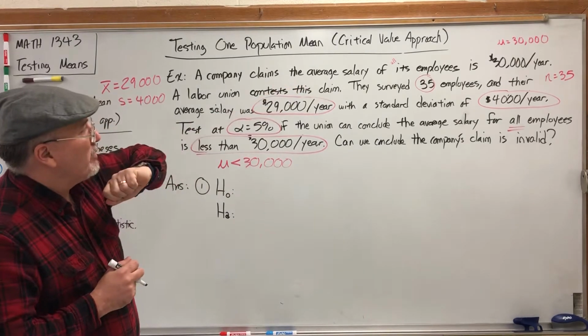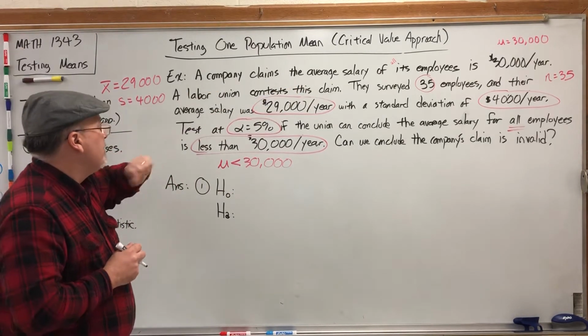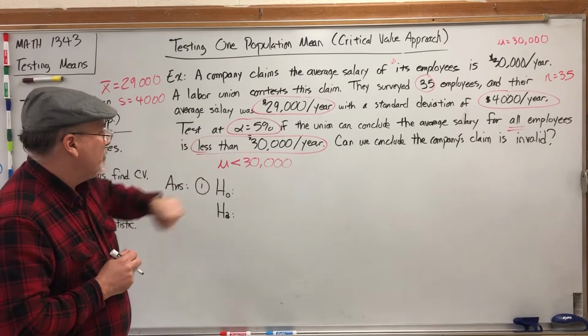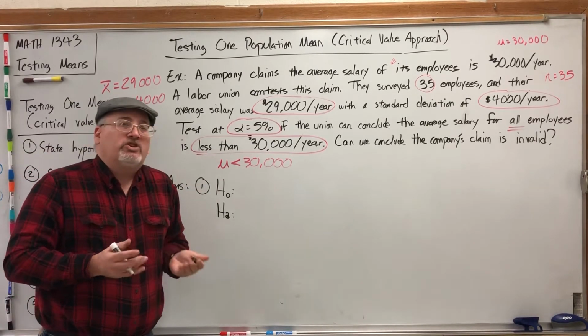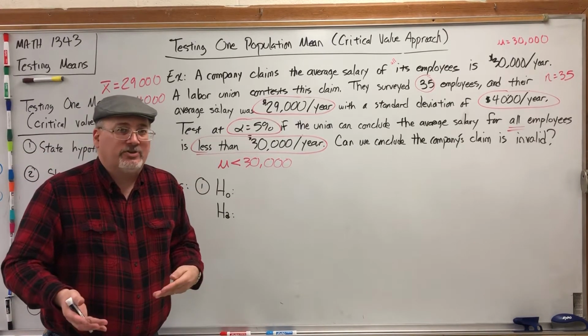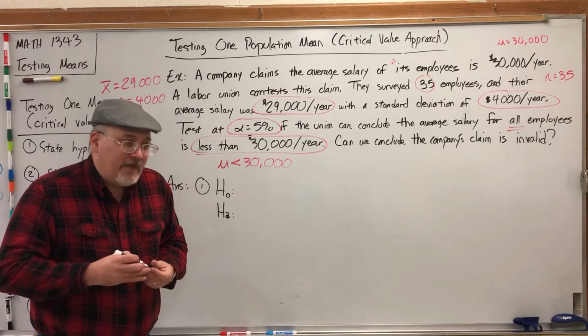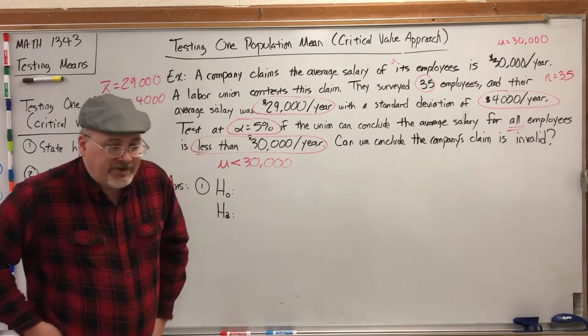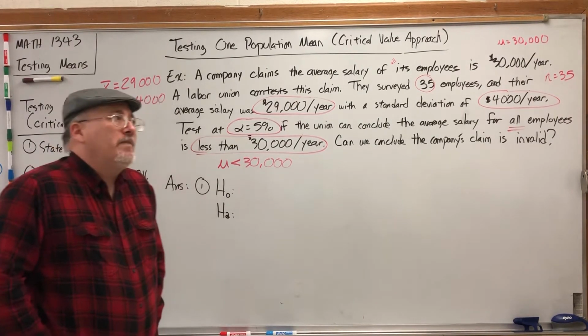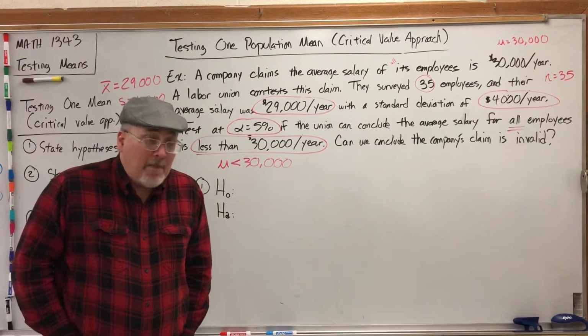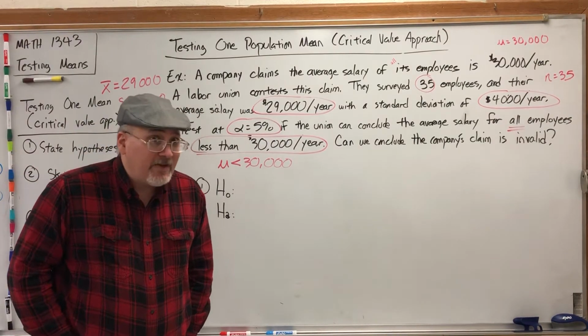Mu is equal to 30,000 is what the company is claiming. The labor union is countering with mu is less than 30,000. So which is which? Which is the null and which is the alternative? As I stated in the video about stating hypotheses, there are a couple of ways to view what a null hypothesis is and what an alternative hypothesis is.